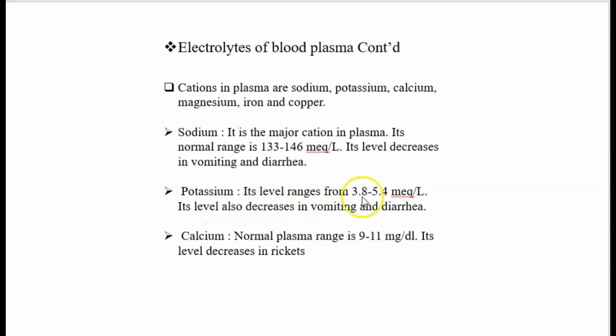The next is potassium, and the level ranges from 3.8 to 5.4. It is lower, like the phosphate. Why? Because of the electrolytes that are in the cell. If they are outside the cell, their range is very small, but in the cell, their range is high. It also decreases in vomiting and diarrhea. Now, calcium. The normal plasma range is 9 to 4. So all the electrolytes that have a lower range in our discussion are inside the cell and in the organelles, to be used for their cellular processes. But the ones that have a higher range are in the extracellular fluid. And that is the major reason.